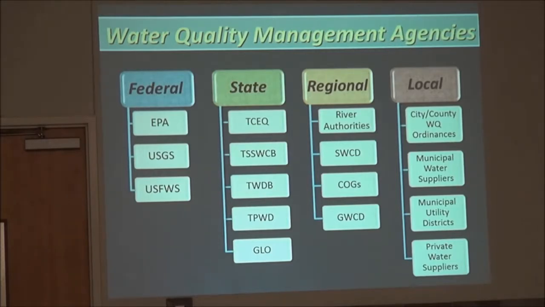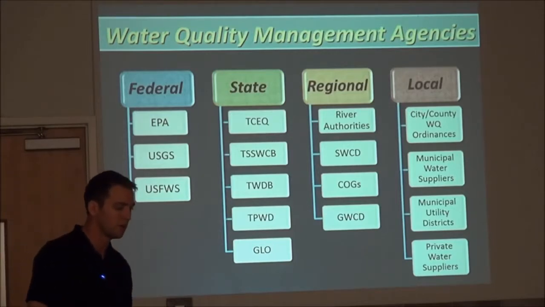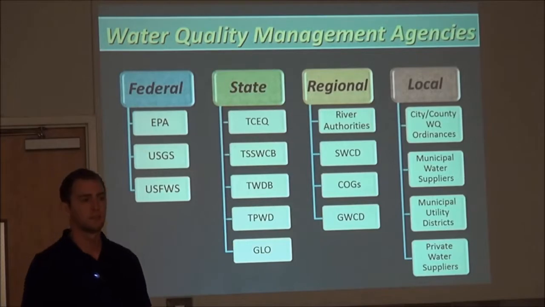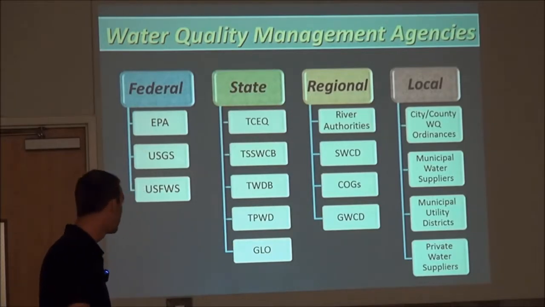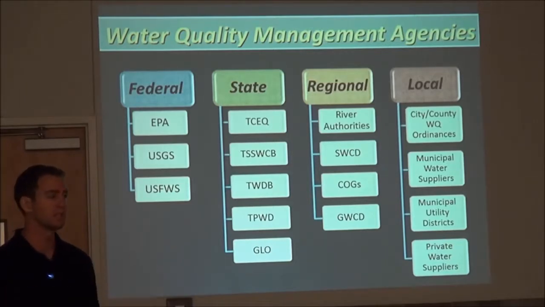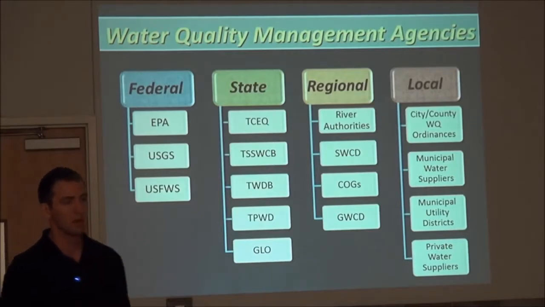But the Water Development Board and Parks and Wildlife Department and the General Land Office also are players as well. And then you have your regional players like the Trinity River Authority. We have a couple representatives here today. Water Conservation District, Groundwater Conservation District, Council of Government, for example, and then you have those local entities, municipalities, nonprofit organizations, water suppliers as well.